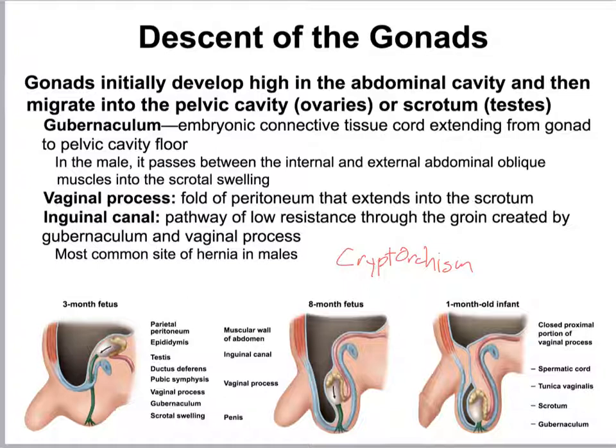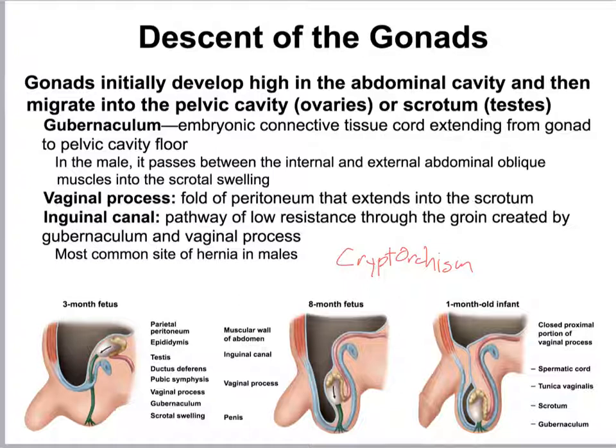cryptorchidism. Orch is the Latinate prefix that means testes. And crypt means hidden. So this is hidden testes. It's called an undescended testicle, and usually requires treatment.